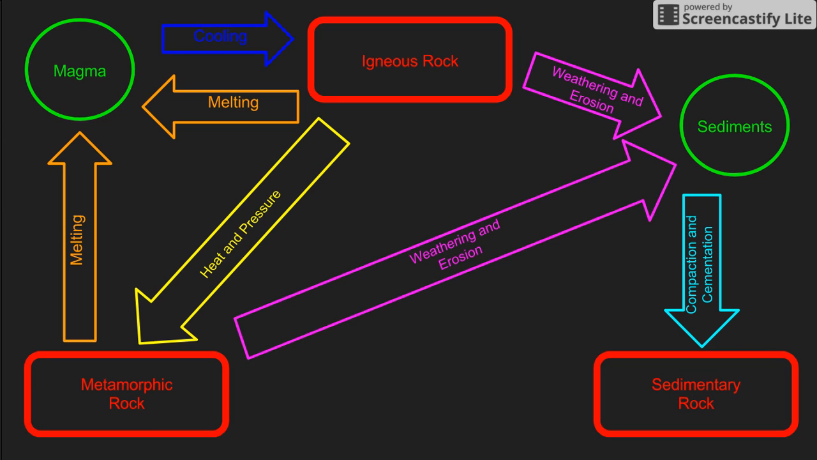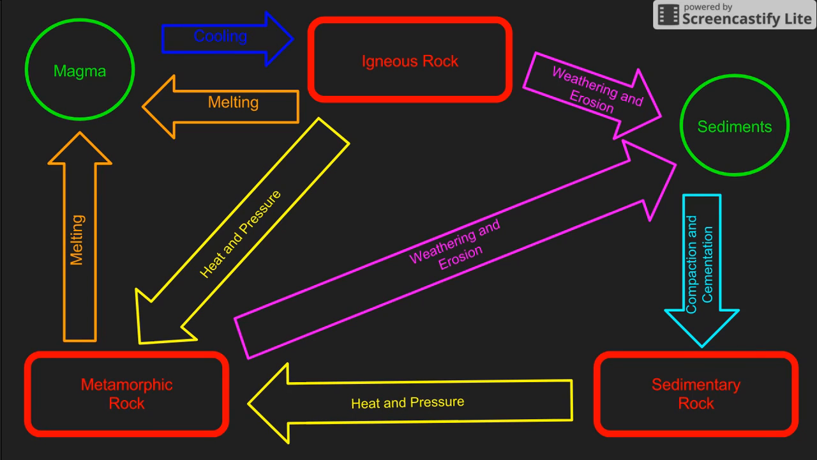When a metamorphic rock undergoes weathering and erosion, it becomes sediments. When a sedimentary rock is put under heat and pressure, it becomes a metamorphic rock. And when a sedimentary rock goes through weathering and erosion, it becomes sediments.